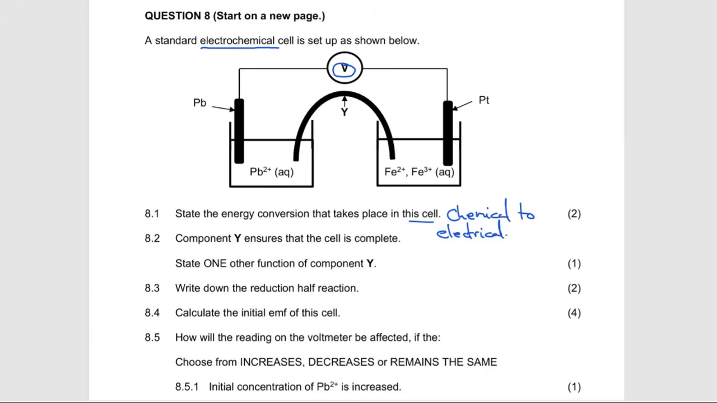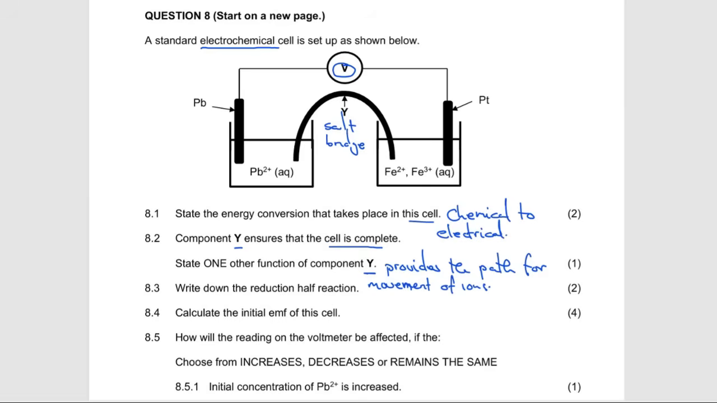Then 8.2 says component Y ensures that the cell is complete. State one other function of component Y. So take note of component Y, we refer to it as a salt bridge, right? The first reason is to complete the cell. Then the other reason is that it provides the path for movement of ions, right? So movement of ions.